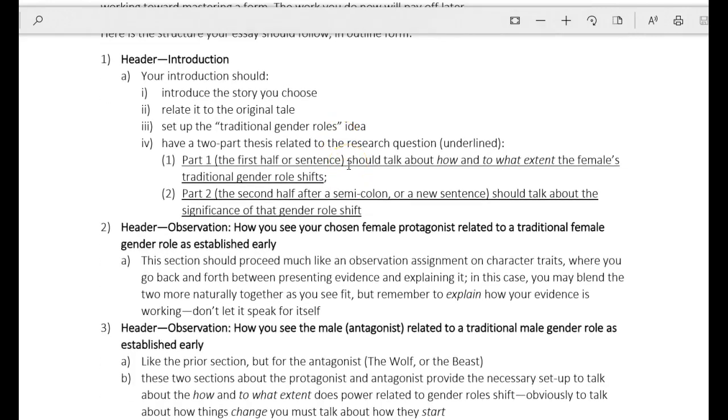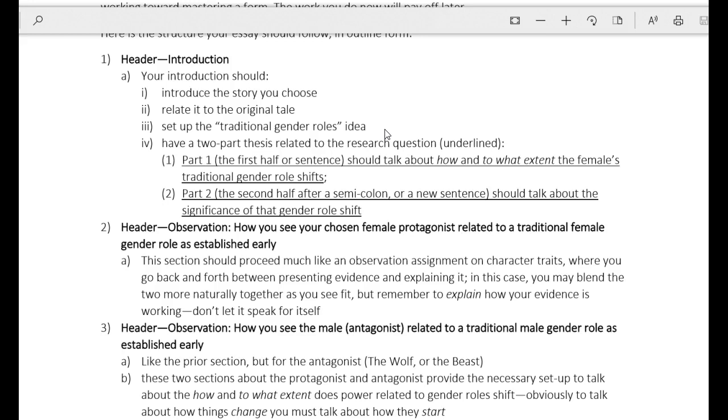You're going to have headers, and you'll see how that works in the example paper. First header should be an introduction. Should do all these things. Introduce the story you choose, relate it to the original tale, set up the traditional gender role idea, and this can be very quick. And then it should have a two-part thesis. So I'm going to talk about thesis statements in different ways, but I want your thesis to always be a complex sentence with a semicolon or two sentences. The first half of the sentence should set things up. It should talk about how and to what extent the female's traditional gender role shifts. The next part should talk about the significance.